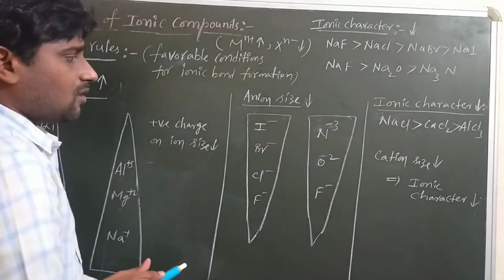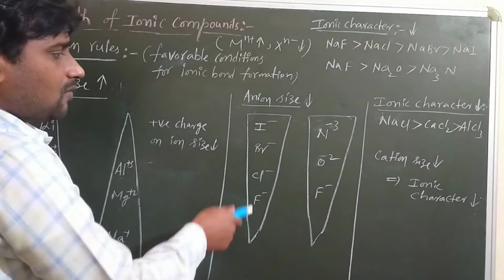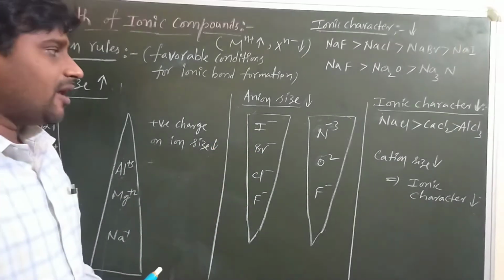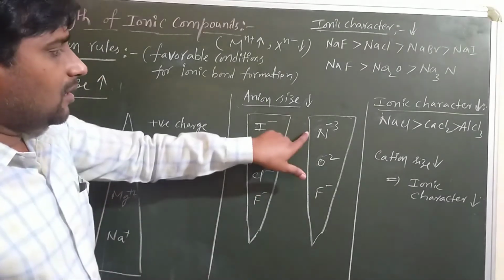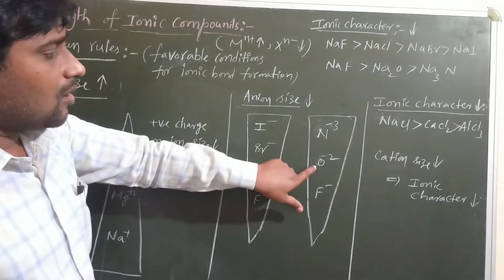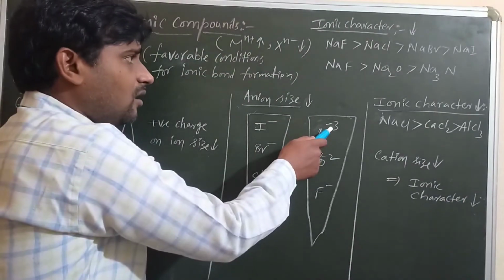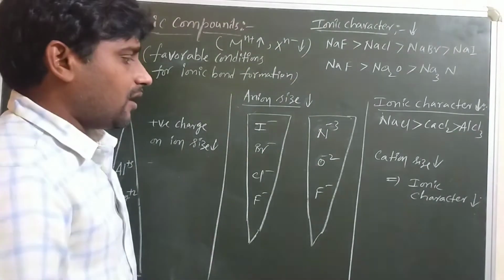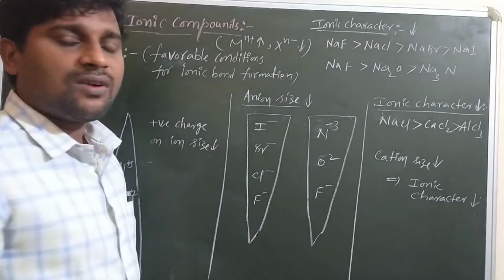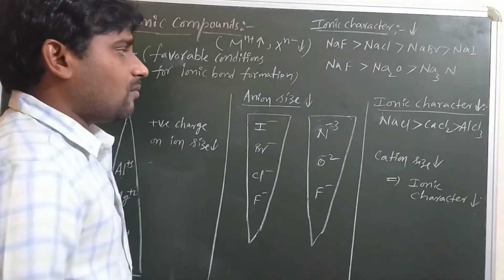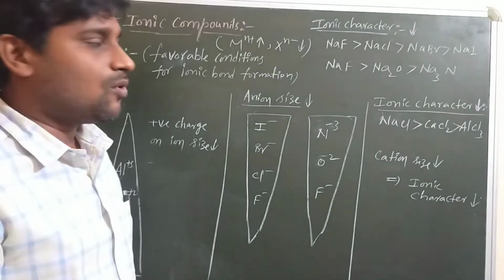Here I wrote the group elements in reverse order, so the size of the ion gradually decreases from iodide ion to fluoride ion. In the same way, in the opposite way, consider fluoride ion, oxide ion, nitride ion. If the negative charge increases on the ion, the size of the ion increases. We know that. But the favorable condition for ionic bond formation is that the anionic size is less.